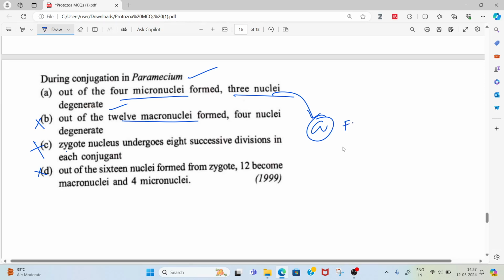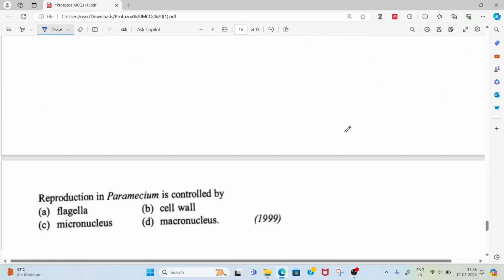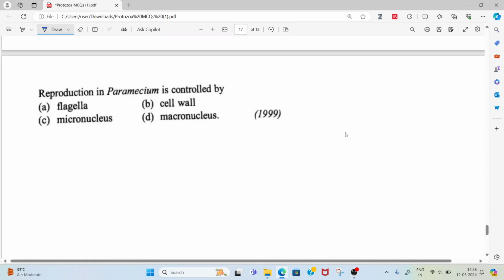Out of 4 nuclei formed, 3 get degenerated. So the correct answer is option A.